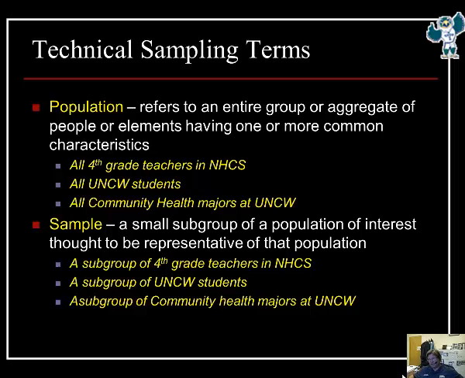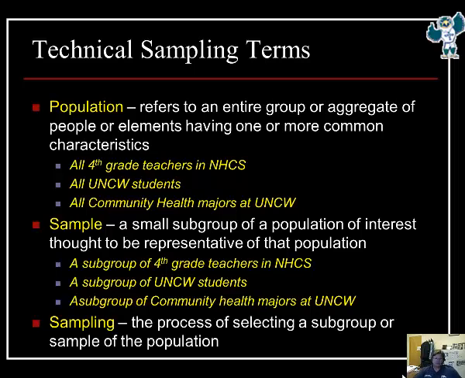Maybe 100's not enough. Maybe you need to make sure you have an equal number of males and females. Maybe if you stand outside certain buildings, you get too many people from a certain major, and that might skew your scores as well. Maybe you need to make sure that you have a certain number from each major on campus. Lots of things to consider. Sampling is the process of selecting a subgroup or sample of the population.